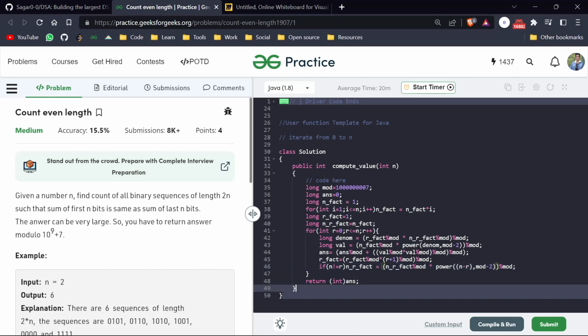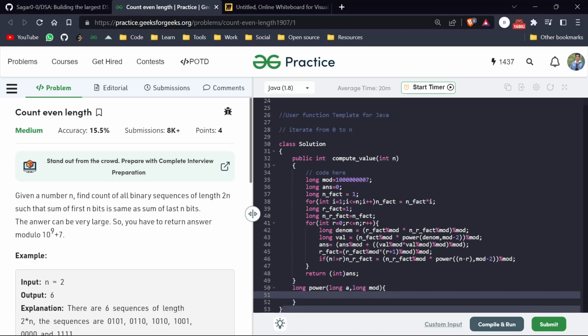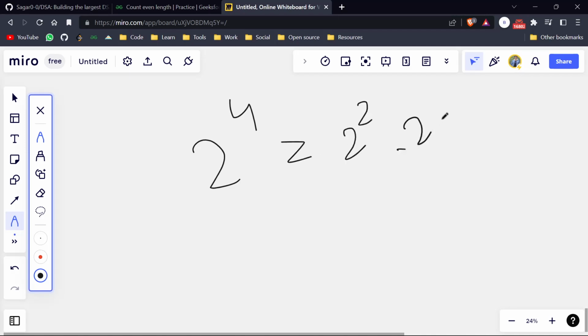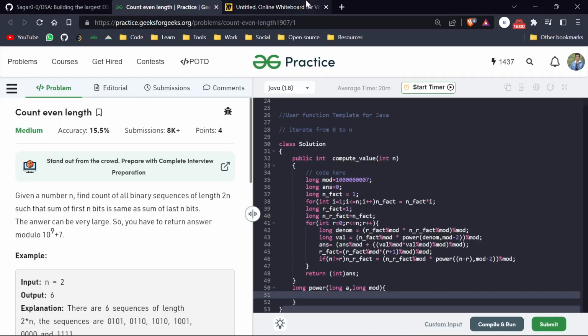So I hope you got what I am writing here, and I will now create a function to find the power in log n time. So this is our a value, this is our mod value. So how can we find the power of some value in log n time? Suppose this is our example, 2 to the power 4. We can just say it is equal to 2 to the power 2 into 2 to the power 2. So we will find this with our formula, with our recursive function, right?